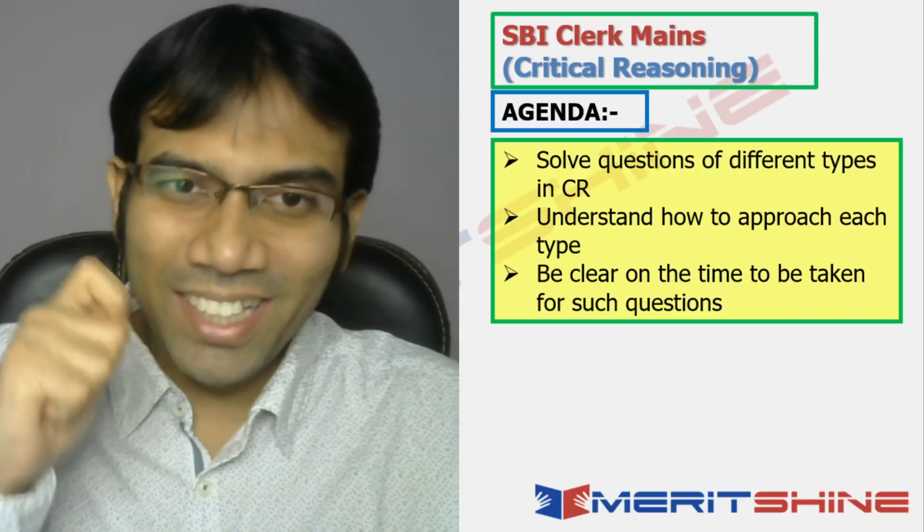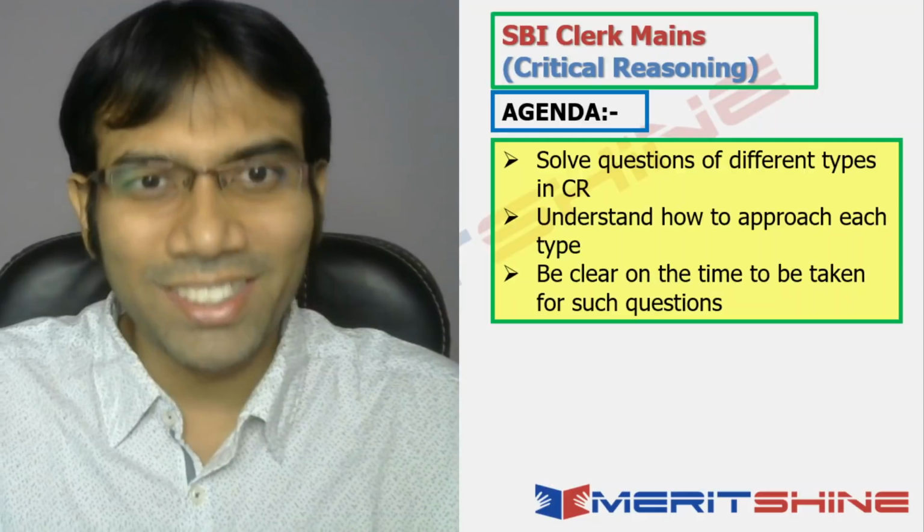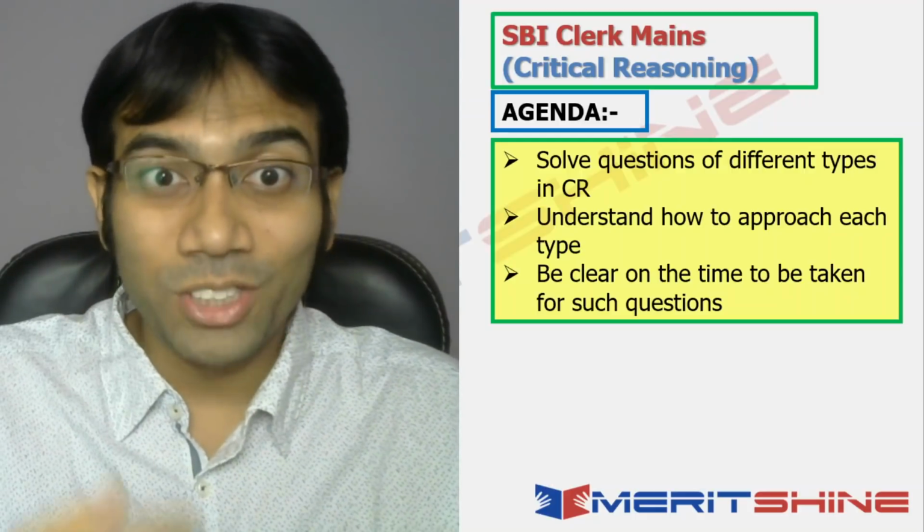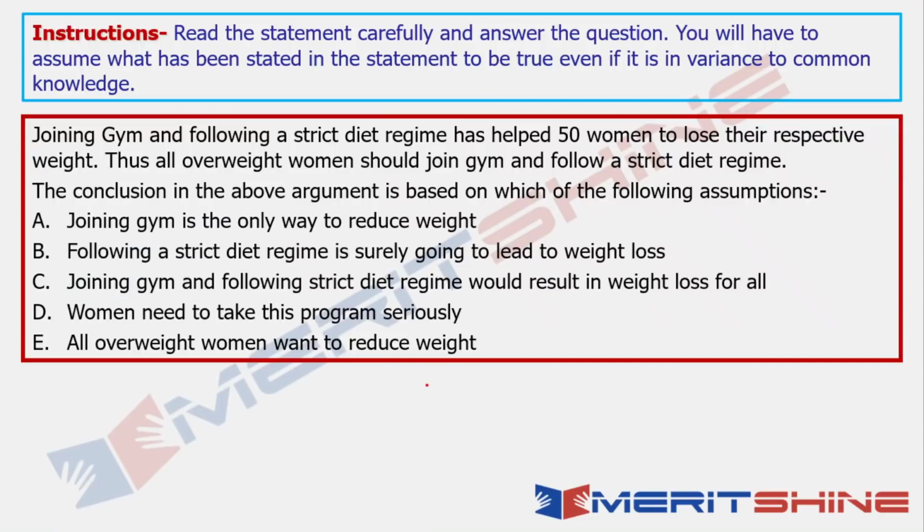Let's see these interesting kinds of questions and how we approach them while solving. The first question is on your screen now. Read the statement carefully and answer the question. You'll have to assume what has been stated in the statement to be true, even if it is at variance with common knowledge. Okay, so give 1 minute of time and do this question. Done? Okay, now let me do this and see whether your approach and mine match, or you have done it in a better way, or you can improve your way of solving.